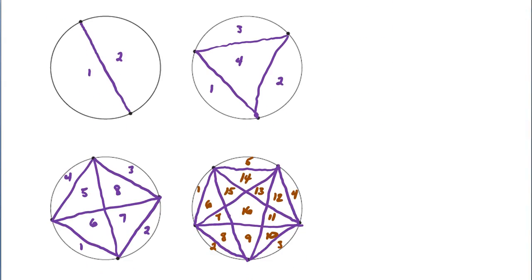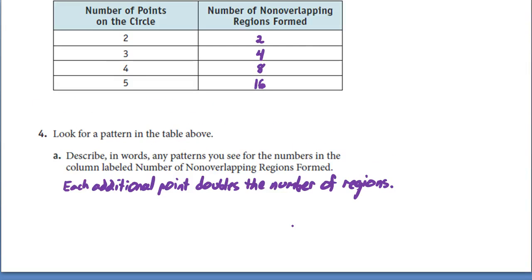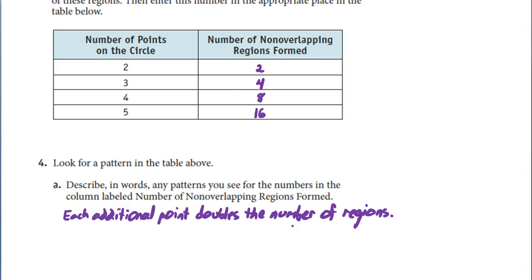I've already drawn in the chords. So there was a dot here and a dot here. If you draw in one chord, that creates two regions. This one here had 3 dots. If you connect all of the dots together and label them, that's 4 regions. This one here had 1, 2, 3, 4 dots. Again, draw all possible chords. There are 8 regions. And this one had 5 dots. There are 16 regions. And so back to the table, you notice those numbers filled in.